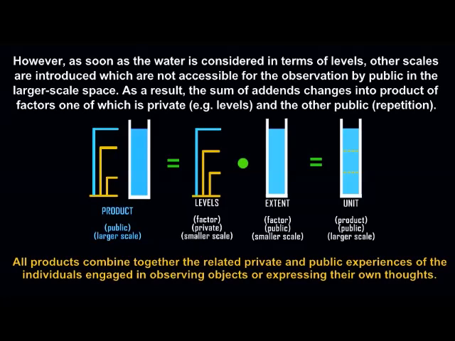As a result, the sum of addends changes into the product of factors, one of which is private, levels, and the other public, repetition. All products combine together the related private and public experiences of the individuals engaged in observing objects or expressing their own thoughts.